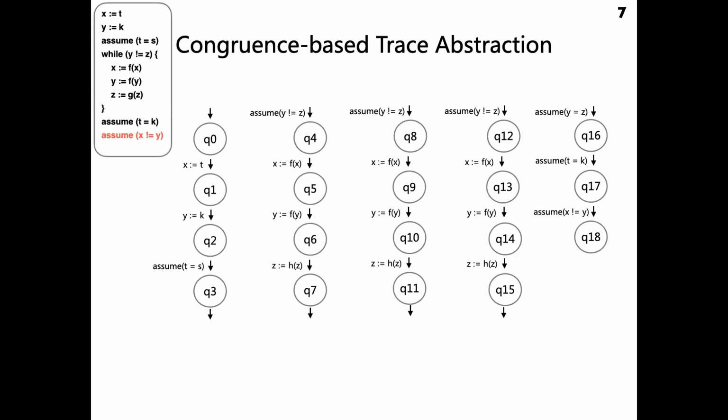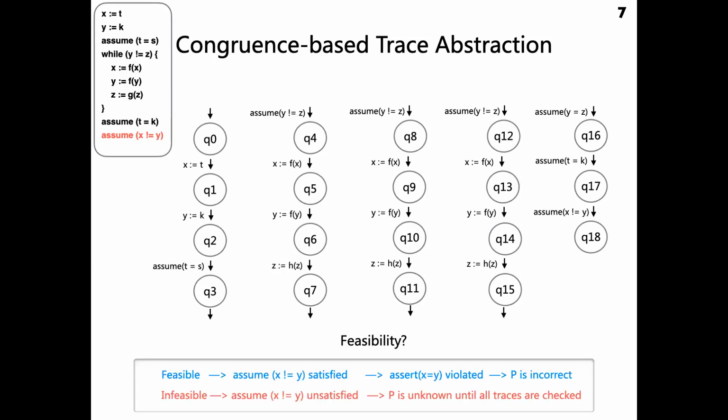Next, we check the trace's feasibility. If it is feasible, then the assume statement is satisfied, which implies the assertion is violated. Further, P is incorrect. While infeasible implies nothing until all traces are checked to be infeasible. Then we can conclude P is correct.